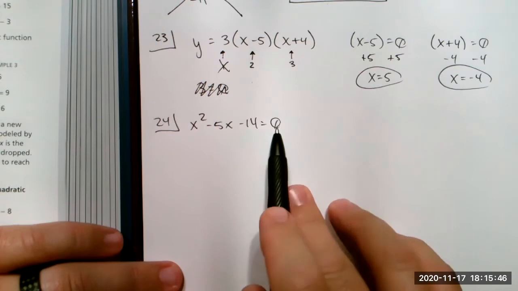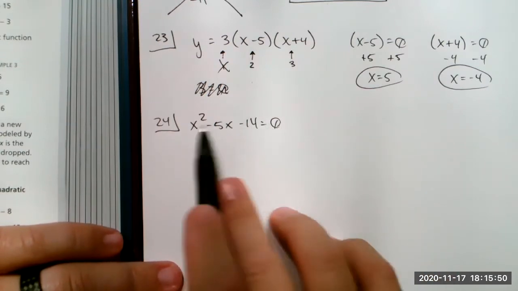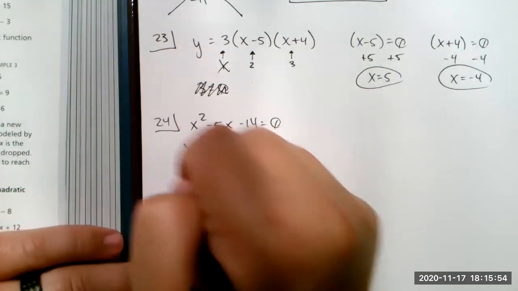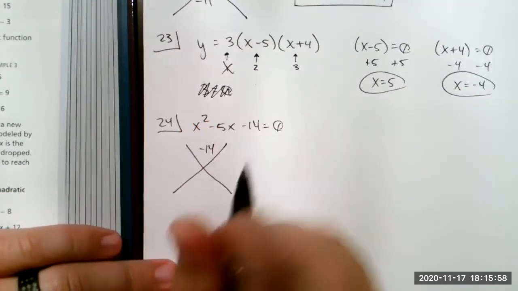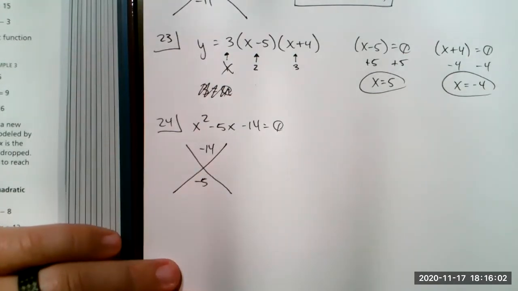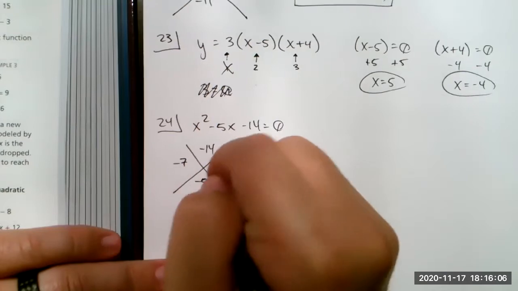Step 1 is done. It's equal to 0. Step 2 is done. It's all in standard form. Step 3 is done. There is no GCF. So step 4. A times C, that's negative 14. B is negative 5. Two numbers that multiply to negative 14 but add to negative 5, I think you're going to be negative 7 and 2.